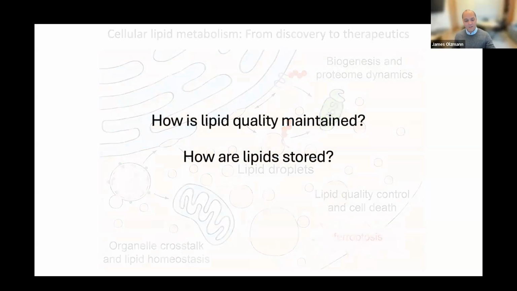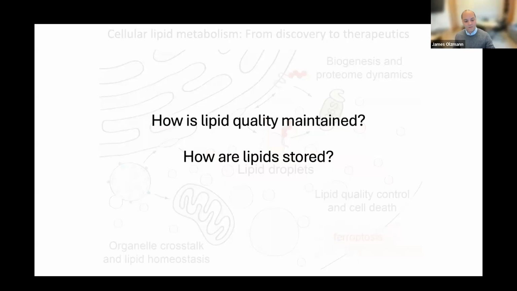So today I've separated this webinar into two sections based on two overarching questions that we're interested in in the lab. The first is, how is lipid quality maintained? And here I'll focus on some of our recent findings related to the damage and oxidative damage to stored neutral lipids within lipid droplets, as well as our development of small molecules to target these processes.